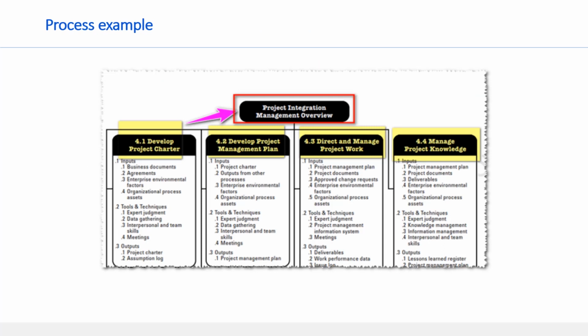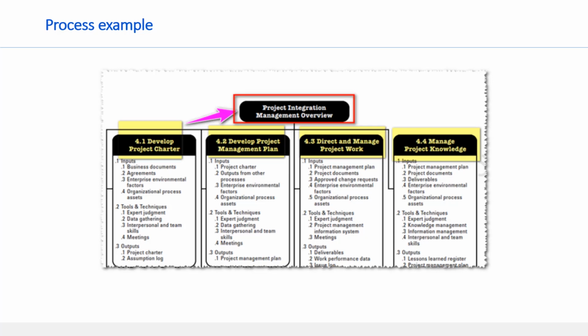Now, let's go back to the PMBOK, physical page number 25, and soft copy page number 64. The one that we just discussed is 4.1, Develop Project Charter. Let's look at the next one: 4.2, Develop Project Management Plan. This falls under the planning process group and the project integration management knowledge area.